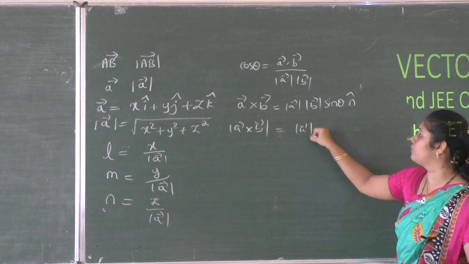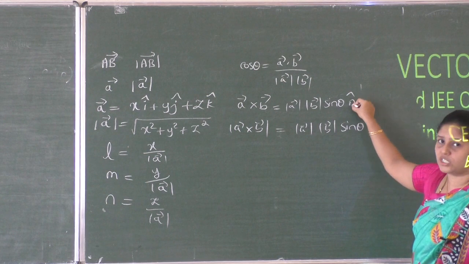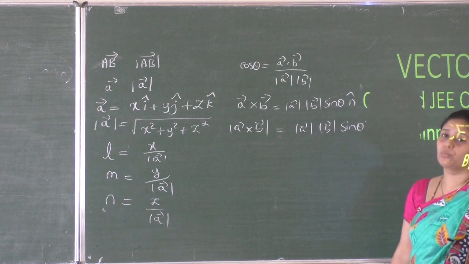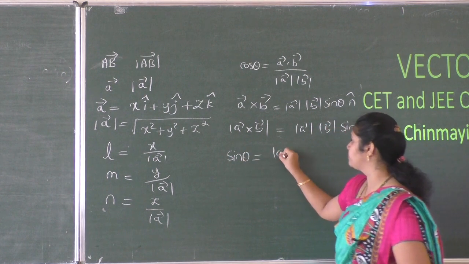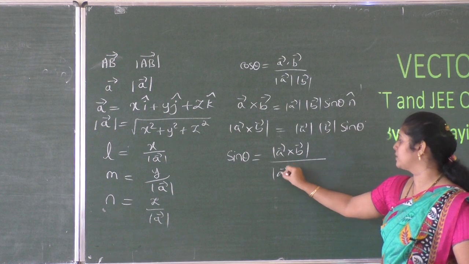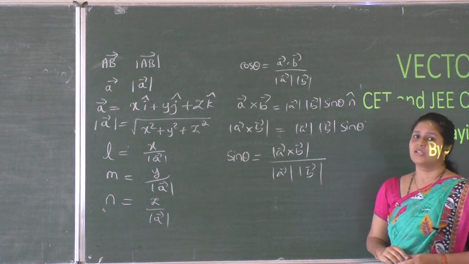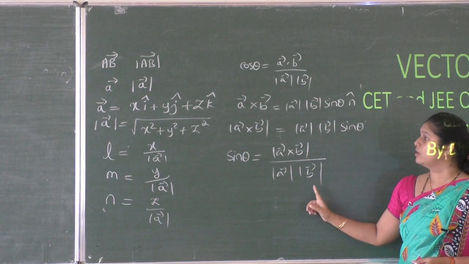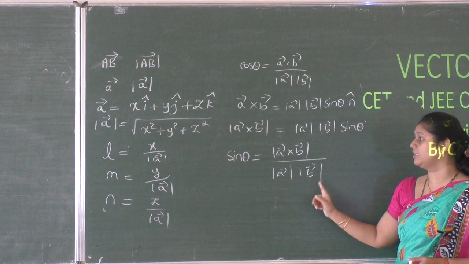That is magnitude of vector A, magnitude of vector B, sin theta, and the magnitude of the unit vector is equal to 1. From this we can write the angle between two vectors: magnitude of vector A cross vector B divided by magnitude of vector A into magnitude of vector B. So we can use these two formulas for the angle between two lines, one with dot, another with cross.